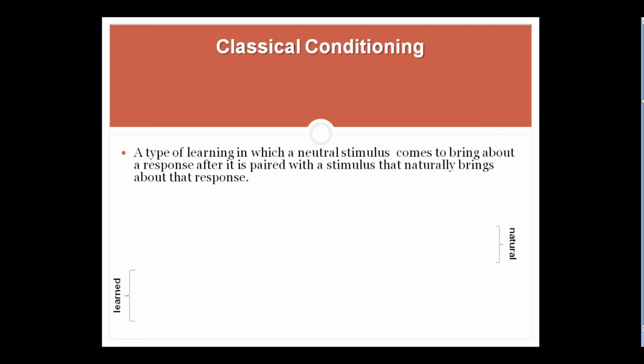Classical conditioning is a type of learning where a neutral stimulus will bring about a response as soon as it is paired with the stimulus that naturally brings that response. So what does that mean? We have a neutral stimulus, a stimulus which does not produce any particular response, like ringing a bell or switching on a light, which means nothing.